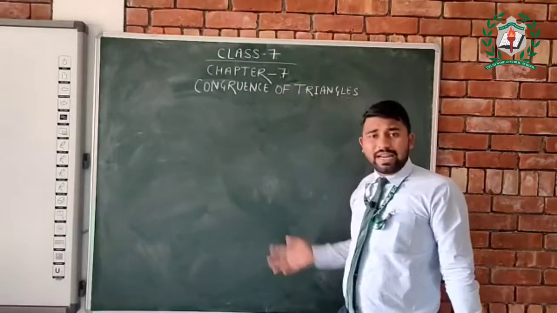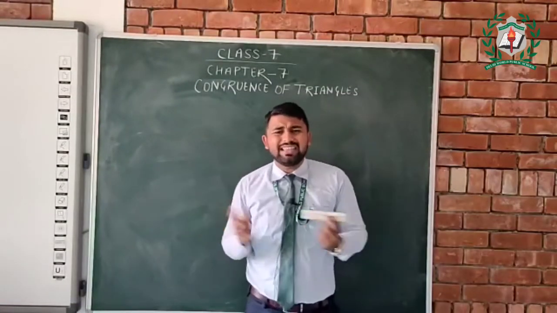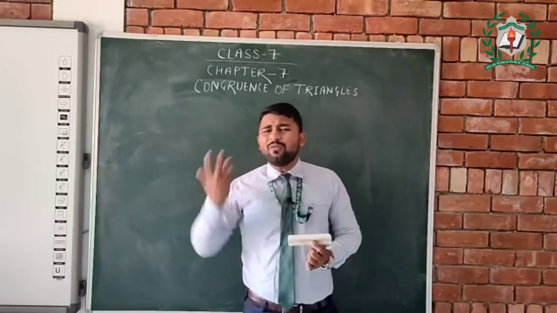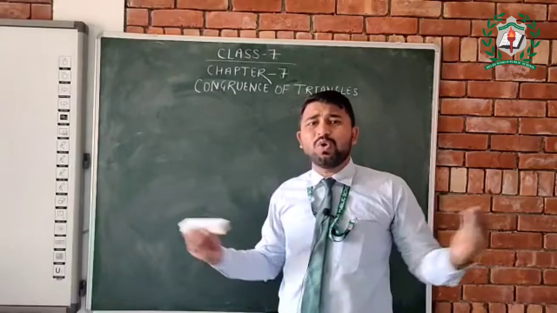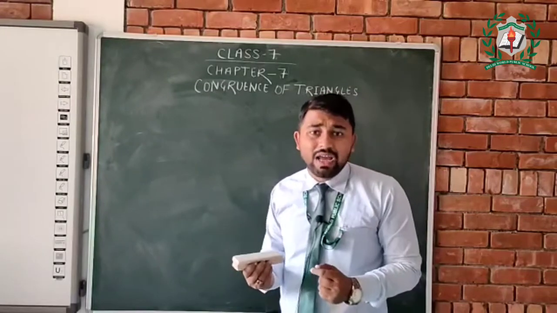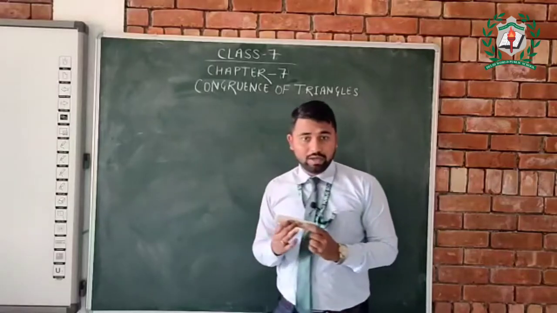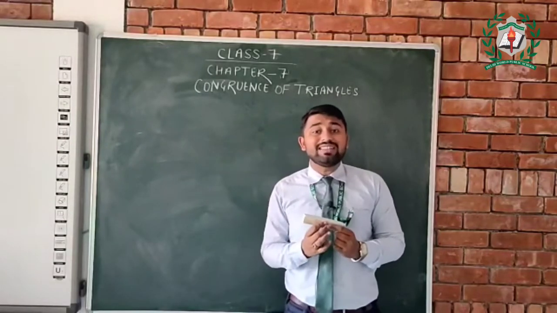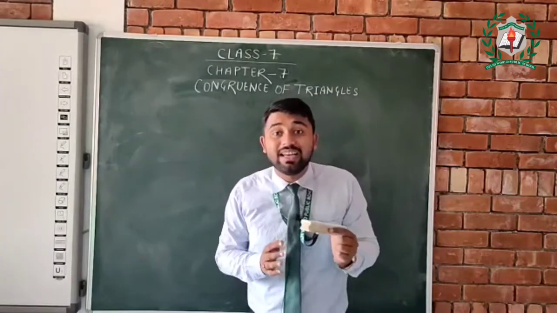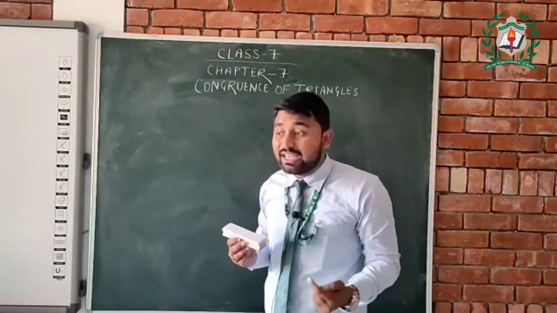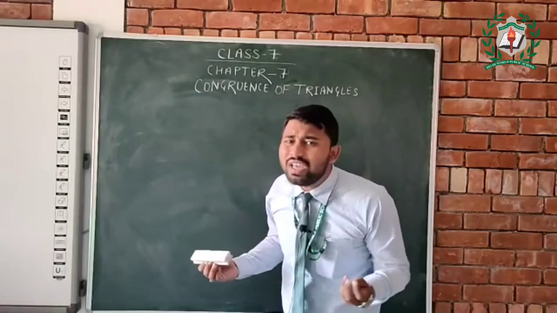So congruence of triangle means, what is the meaning of congruence? Some of the students are asking me, sir, what is the meaning of congruence? Congruence means equal. Equal in the sense of shape and size. If two diagrams are equal in shape and size, they are congruent to each other.